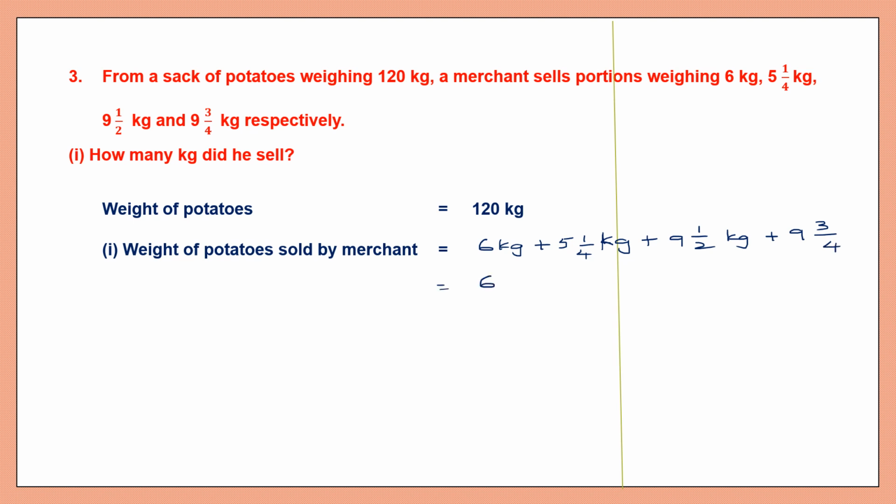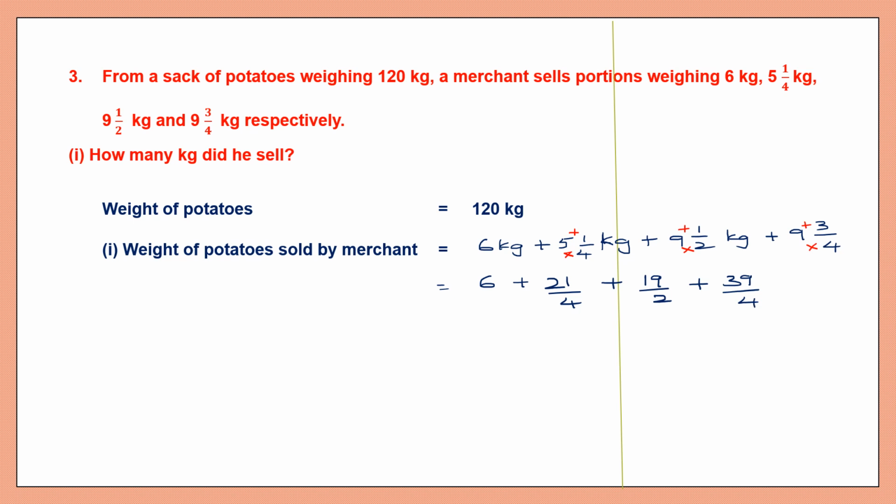So this will be 6 plus, now convert 5 1 by 4, which is a mixed number, into an improper fraction. So that will be 4 into 5 is 20 plus 1 is 21. So this is 21 by 4 plus, let's go to the next one and convert it. 2 nines are 18 plus 1 is 19. So that is 19 by 2 plus, last one let's convert. 4 nines are 36 plus 3 is 39. So that is 39 by 4.